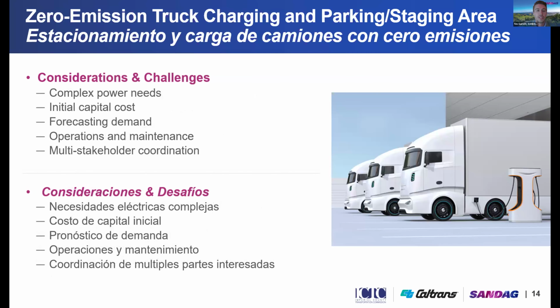But with all those benefits, there are obviously lots of considerations and challenges, and one of the biggest to overcome is the complex power needs. Electric vehicle charging infrastructure for passenger vehicles is one thing, but imagining hundreds and thousands of trucks, that's a lot of extra power, and it's a really big challenge for public agencies to plan for and provide all of that supply for the electric infrastructure. There's a huge cost, and it's challenging to forecast the demand, when it's going to be needed, and when it's going to be consumed by operators. That timing is a big challenge.